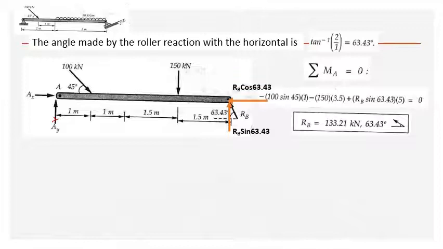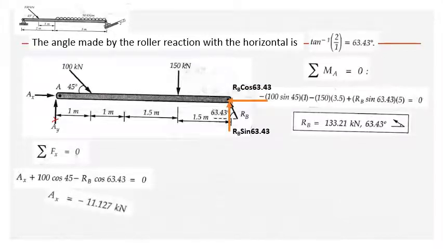Next, apply the condition sigma Fx is equal to 0. What are the horizontal forces? Three horizontal forces, right? One is AX, and there is the horizontal component of 100 kilonewton, and there is the horizontal component of RB. AX acting towards right, plus the 100 kilonewton horizontal component also acts towards right, so plus 100 cos 45 minus RB cos 63.43, that is equal to 0. RB we have already found out, only unknown is AX, so find out AX, we get it as minus 11.127 kilonewton.